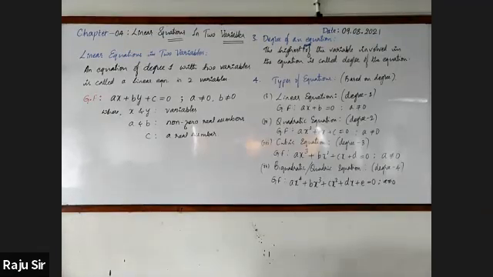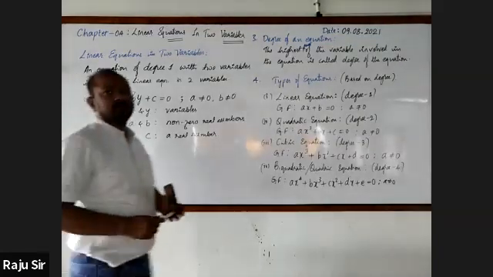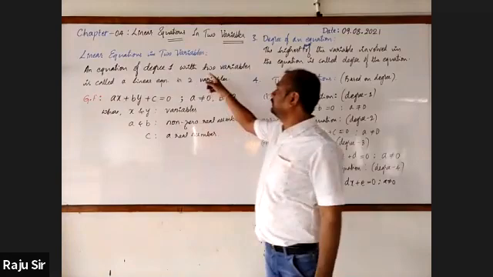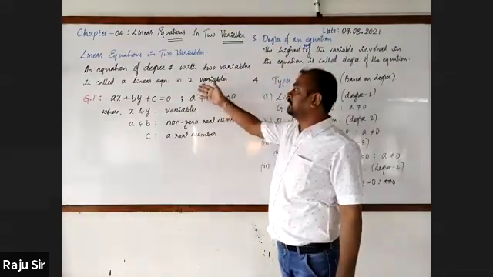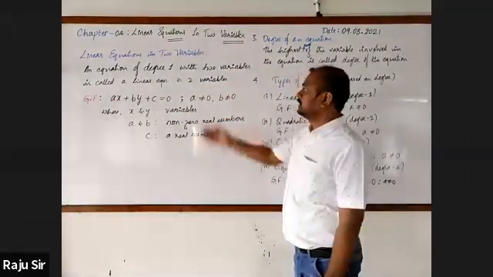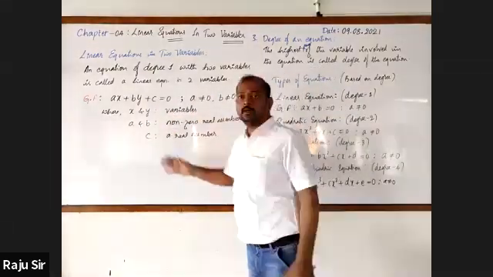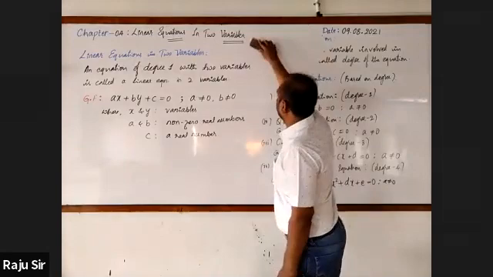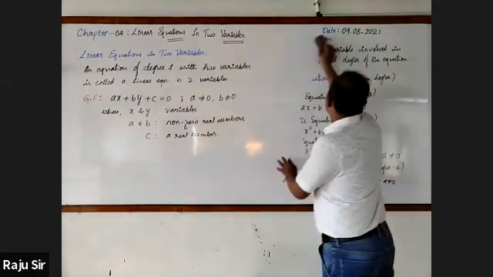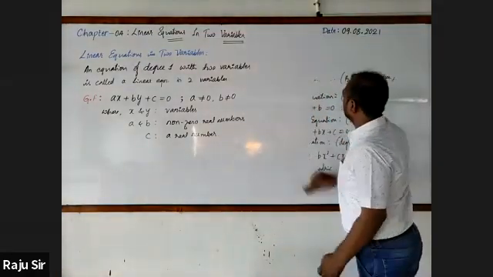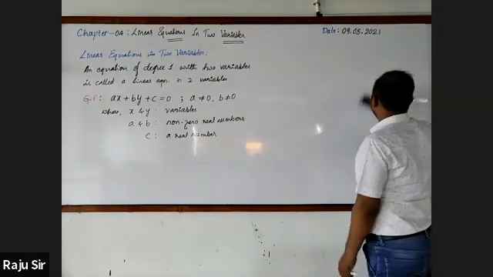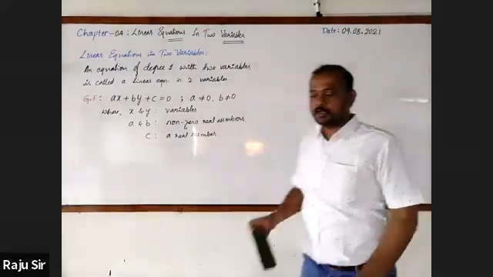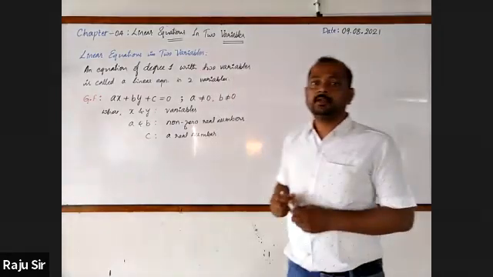Sir, after degree, what, sir? Degree 1. An equation of degree 1 with two variables is called a linear equation in two variables. The general form is written and the terms are explained. Finished? Now you may stop writing and observe.